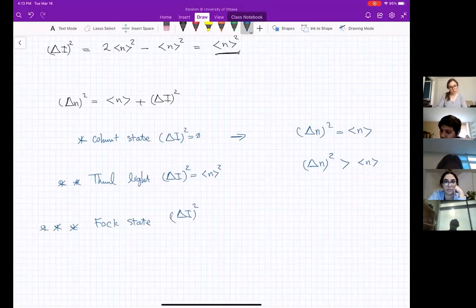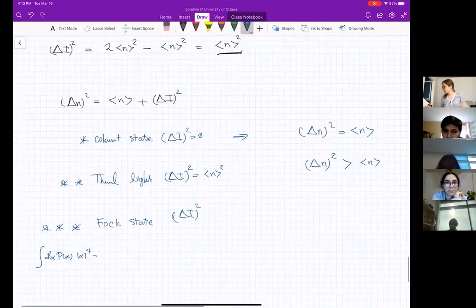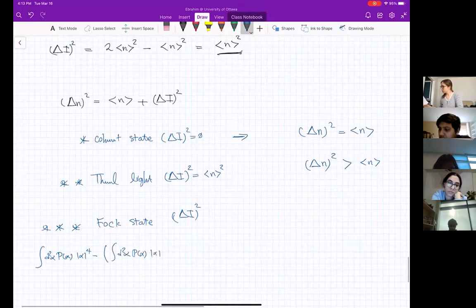Remember, delta I power of 2 is equal to the integral of d2 alpha P(alpha) alpha power of 4 minus the integral of d2 alpha P(alpha) alpha power of 2, all to the power of 2. Okay. Would delta I squared be minus the average of n because delta n squared for the Fock state is 0?